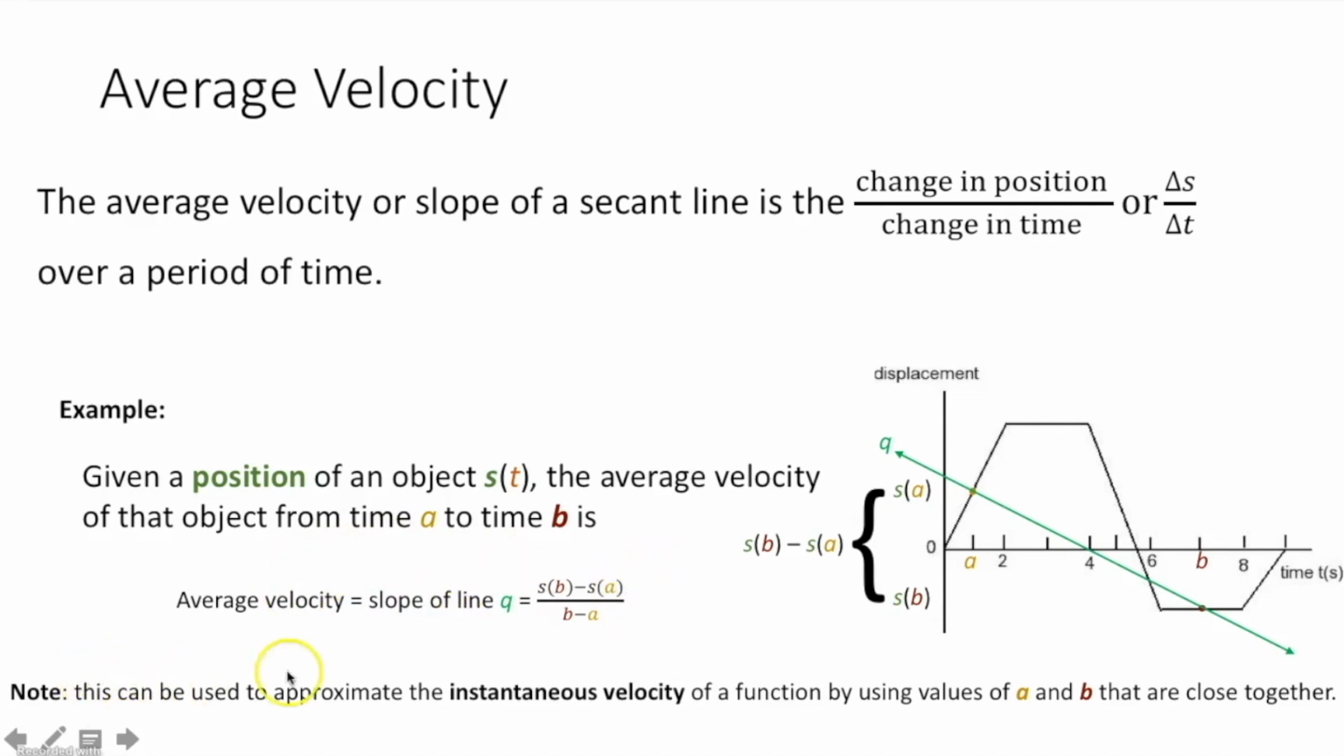Please note that this can be used to approximate your instantaneous velocity of a function using values of a and b that are close together. So if you're given a table of values, and let's say you have time 2 and time 4, and then you have positions at time 2 and at time 4, and it says approximate the velocity at time 3, then you would just calculate the slope between the 2 points at time 2 and time 4, and you would get an approximate instantaneous velocity for time 3.